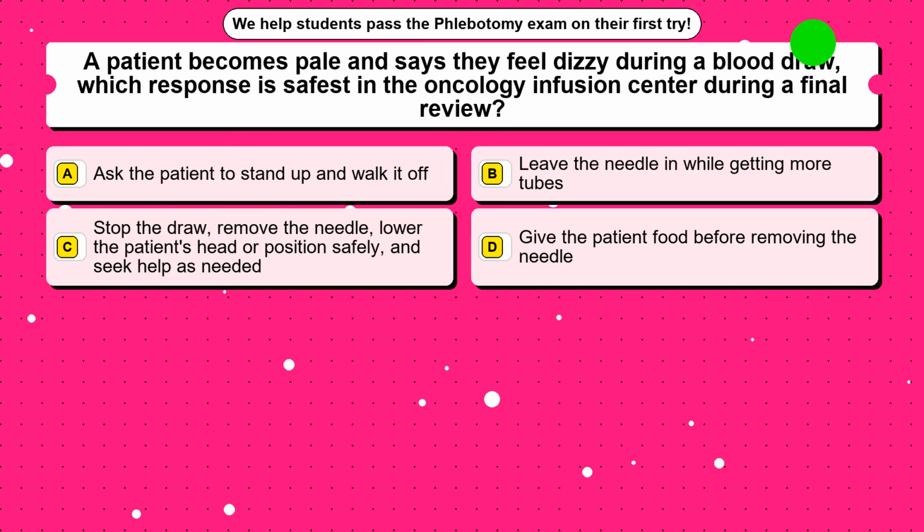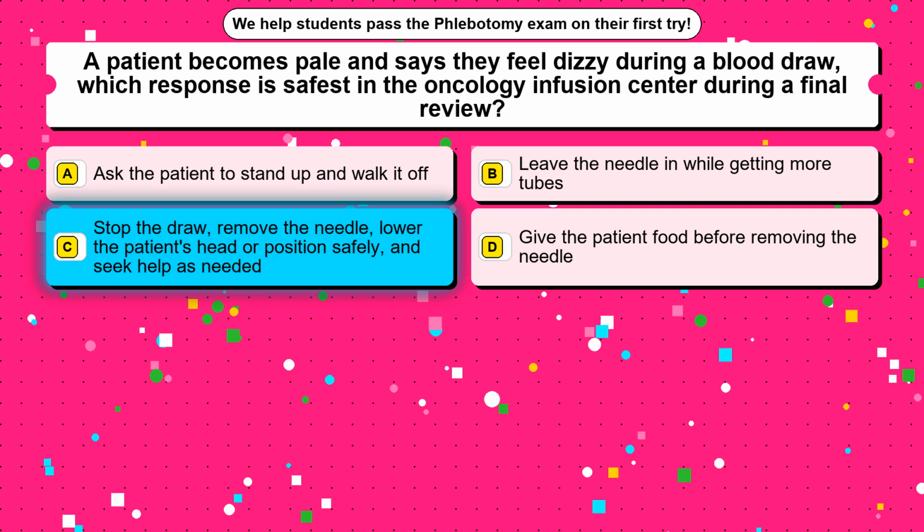Question 5. A patient becomes pale and says they feel dizzy during a blood draw. Which response is safest in the Oncology Infusion Center during a final review? Option A. Ask the patient to stand up and walk it off. Option B. Leave the needle in while getting more tubes. Option C. Stop the draw, remove the needle, lower the patient's head or position safely, and seek help as needed. Option D. Give the patient food before removing the needle.